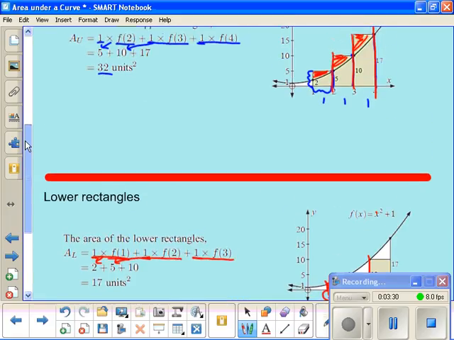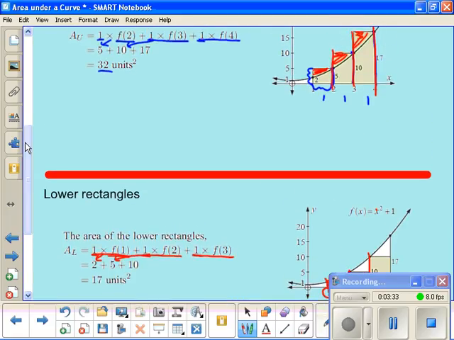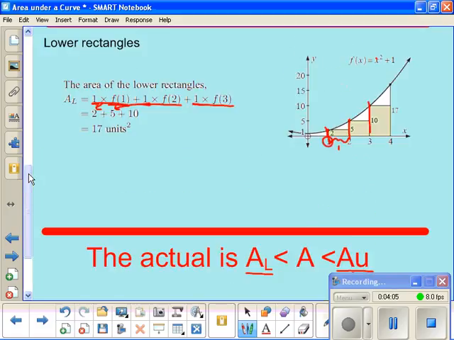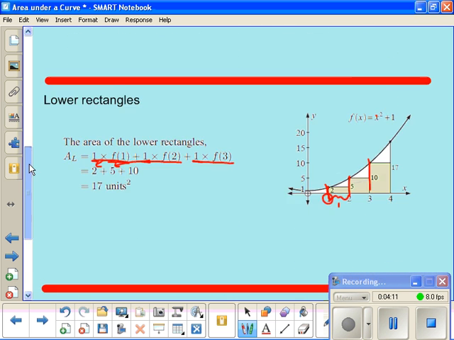So right now what we know is that the area is somewhere between 32 and 17. Now, is it exactly in between? Is it the average of them? That's something we're going to work on and figure out. But right now, all we understand is that the actual area is somewhere between the area of the lower rectangles and the area of the upper rectangles. And that should be a lowercase u, not just a u. It should be a subscript u. Okay with that? The actual area under the curve is greater than the lower area, because this is lower, and less than the upper area.